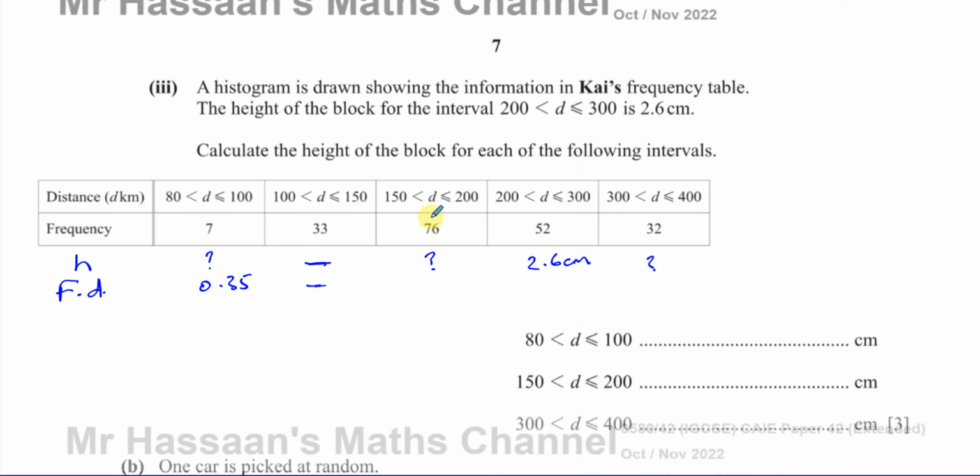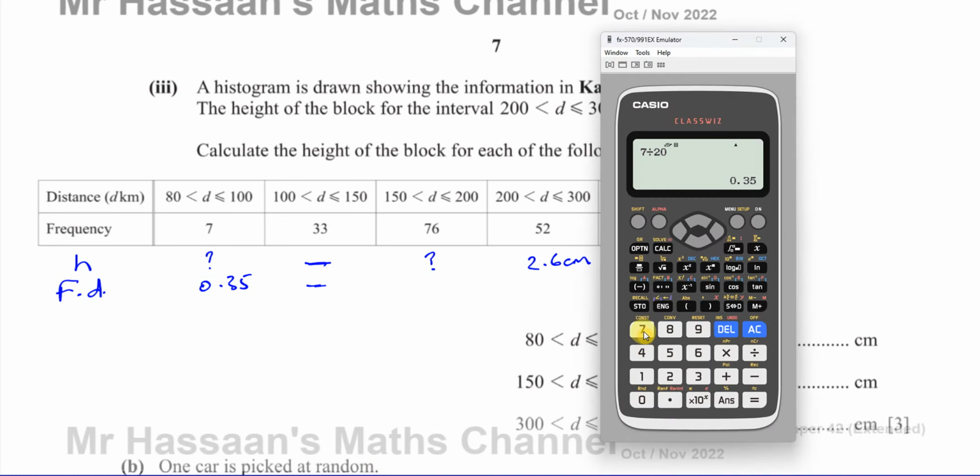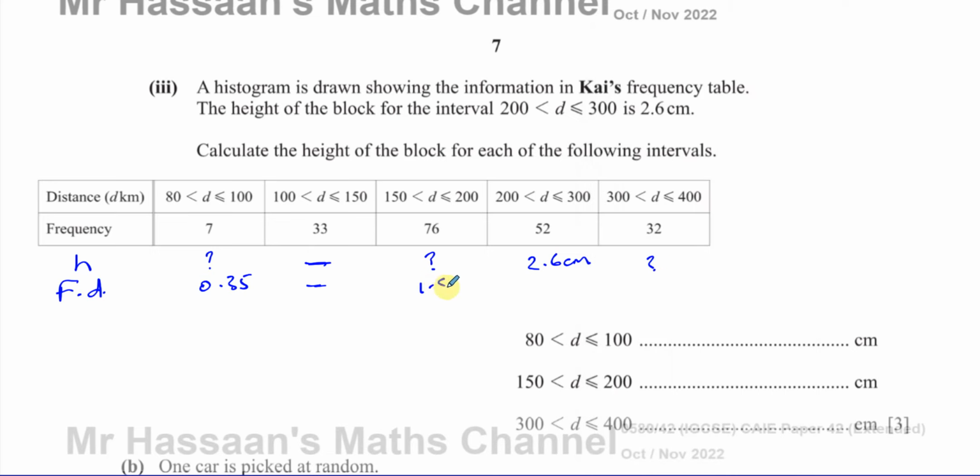We don't need this one because they didn't ask us to find that, so I'll leave that. And we've got 76 divided by 50, that gives us 1.52. And then we have 32 divided by 100, which is 0.32. So we need to find what these are. I'll label them with letters so that it's a bit clearer. So I'll call this X, Y, and Z.